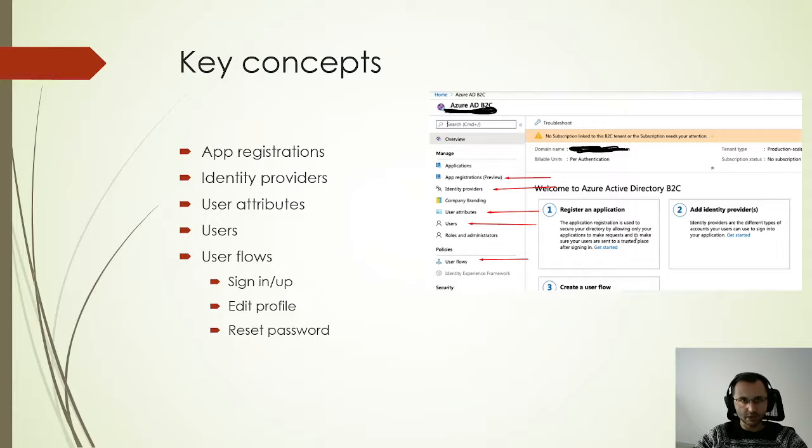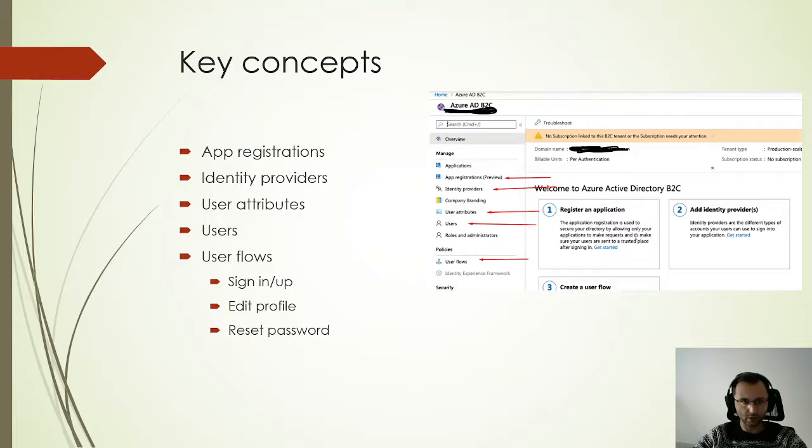What are the key concepts or entities on this service? We have applications, we have identity providers, user attributes, users, and user flows. Applications are not the applications that we are going to develop from scratch, let's say web API or web application or mobile. These are model applications that have authentication added to it, which means they make sure that our user can securely and easily log in into the system.